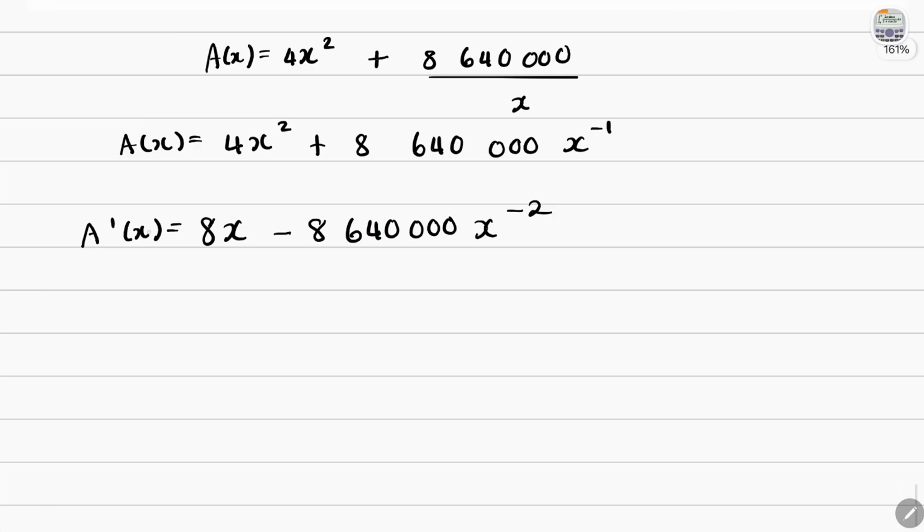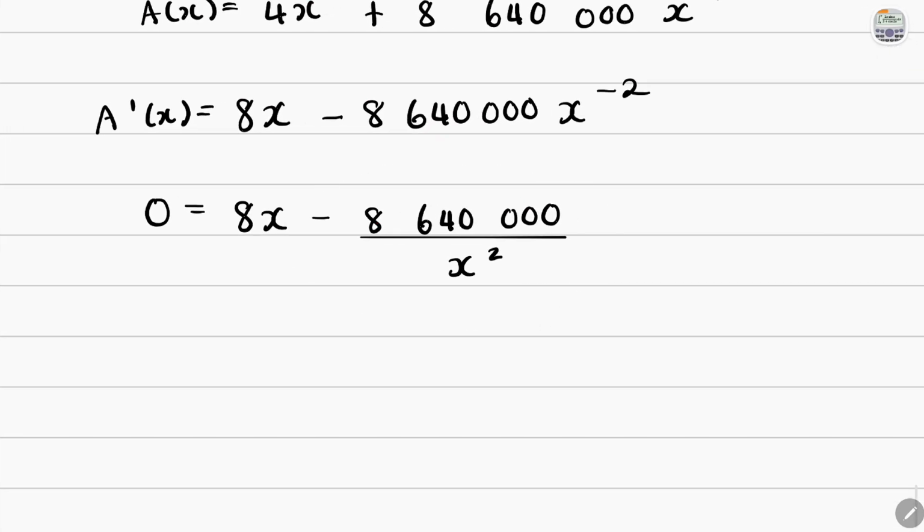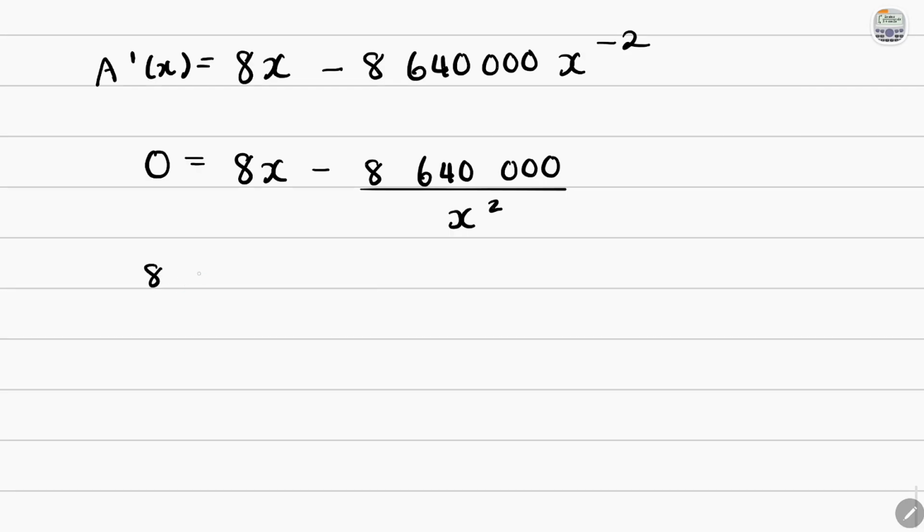Great. And now we can make the gradient equal to 0, the derivative equal to 0, so we can find that minimum value. So this is 8x, and then we have minus 8,640,000. And I'm just going to go ahead and rewrite this so that its exponent is positive. So it's currently in the numerator. We move it to the denominator. And so it's x squared. Okay, this is negative. We can just transpose it to make it positive. So it's now positive 8,640,000 all over x squared is equal to 8x.